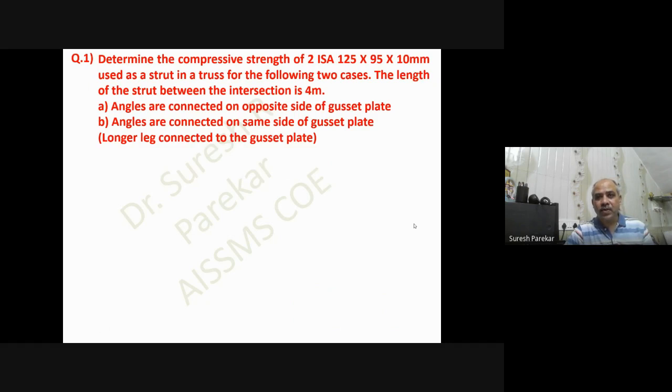Determine the compressive strength of two ISA 125 by 95 by 10 used as a strut in a truss for the following two cases. The length of the strut between the intersections is 4 meters. In the first case, angles are connected on opposite sides of the gusset plate, and in the second, angles are connected on the same side of the gusset plate. So we have to go for these two cases. In both cases, the longer leg is connected to the gusset plate.